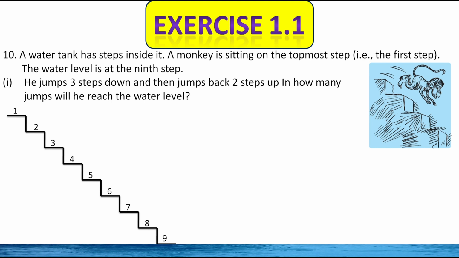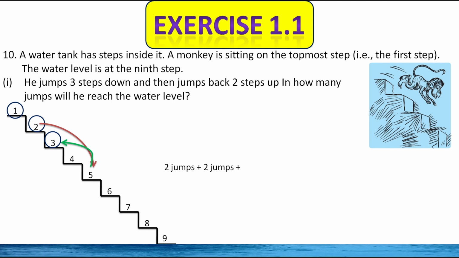Okay, so the monkey is sitting on the first step and he jumps 3 steps down and then jumps back 2 steps up. So he reached step 2. To come to step 2, he jumps 2 times. Okay. Now from 2, he is going to again jump 3 steps down and come back 2 steps up. Then he will reach the third step. So to come to the third step, he again jumps 2 times.